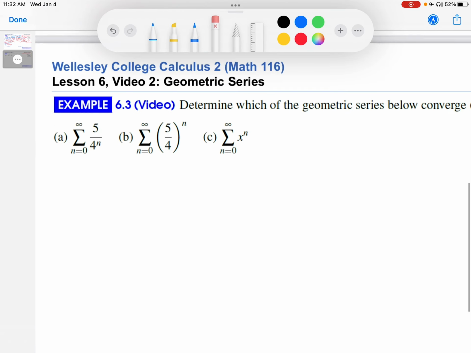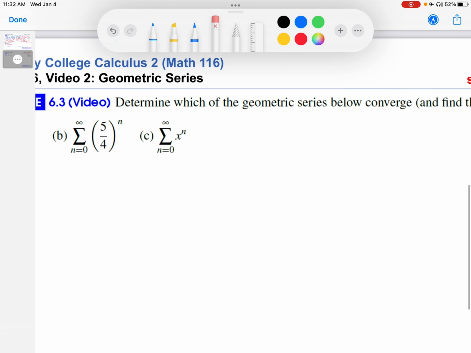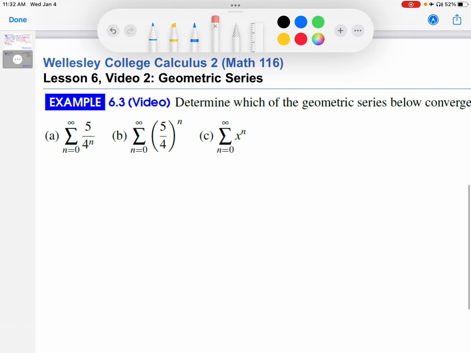I'm going to zoom in here: determine which of the geometric series below converge and find their sum. So remember, as a quick review, a geometric series looks like the sum of a r to the n. We often start at n equals 0, not at n equals 1, but that's not absolutely necessary. And what do the terms actually look like? Well, if n equals 0, a times r to the 0, that's just a. If n equals 1, a times r to the first, that's ar. And then ar squared, and so on and so forth.